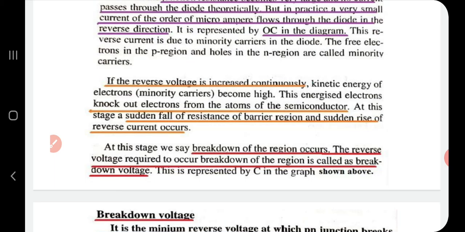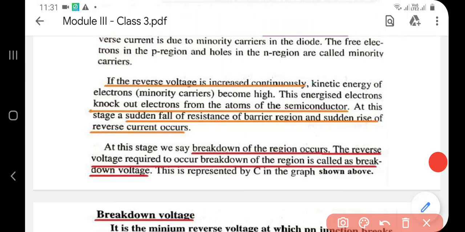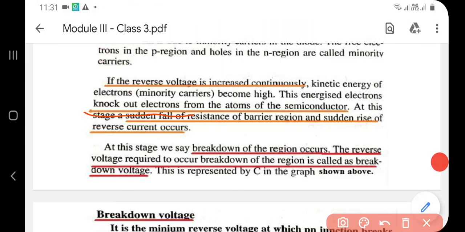That is, their energy increases, and these energized electrons will knock out electrons from the atoms of the semiconductor. This results in a sudden fall of resistance of the barrier and a rise in reverse current. This paragraph actually explains the mechanism behind the sudden increase in reverse current.